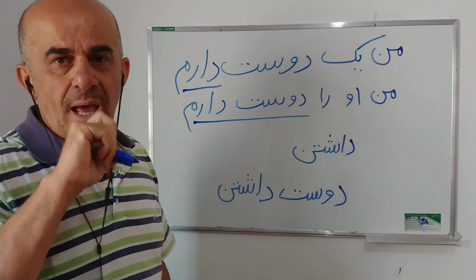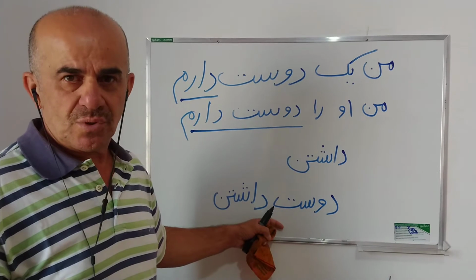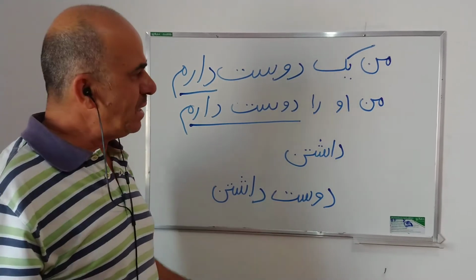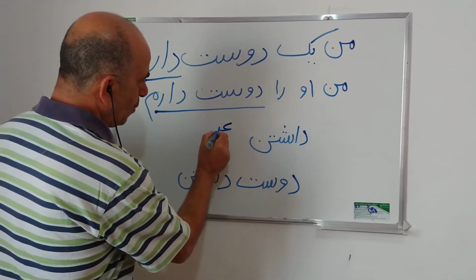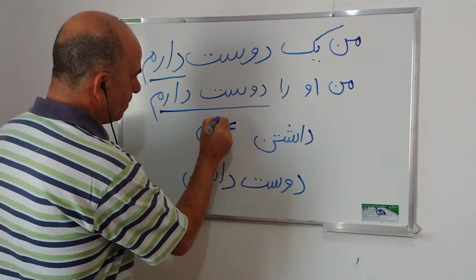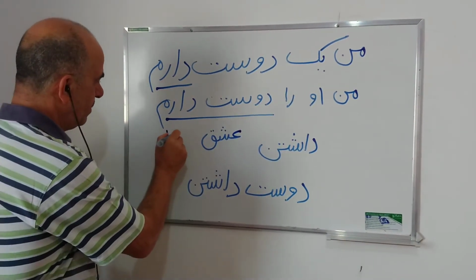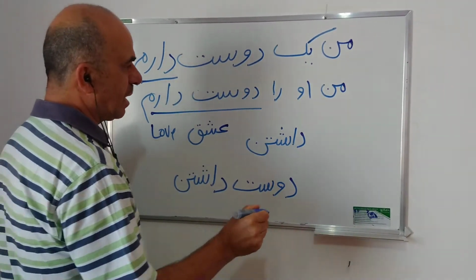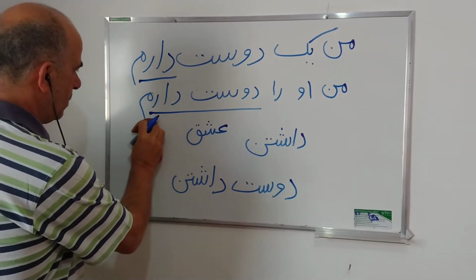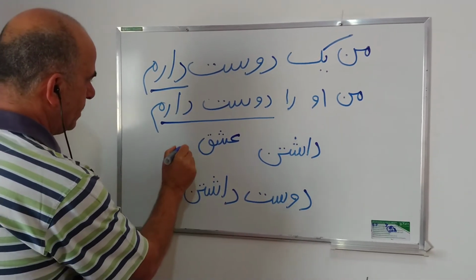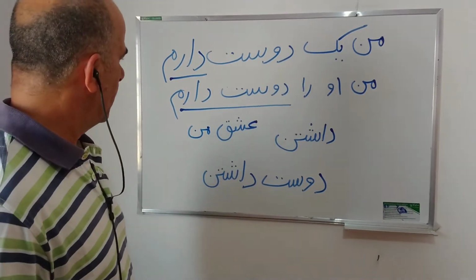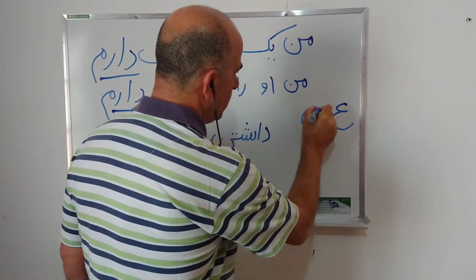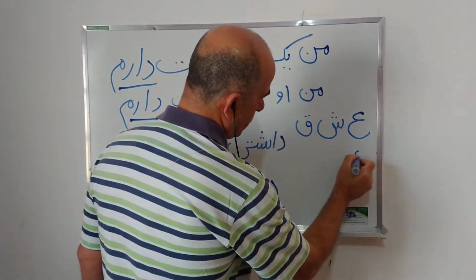If you say, I like you, you say من تو رو دوست دارم. But you can say, I love you. There is also the word love, عشق, ishgh. For example, if you say عشقم, that's my love. But you say دوستم, that's my friend. عشق, so it's ish.